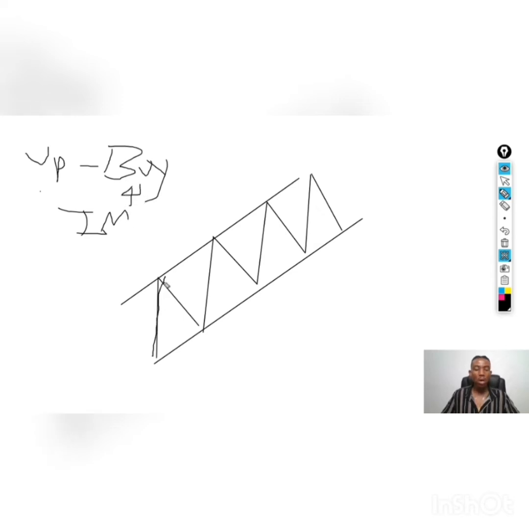This is our impulse move. Why is it an impulse move? If I enter a buy here and hold this buy, I can still be in profits, even if I hold it for more than a week or days. Hence, it's an impulse move. It's an overall direction of a trend.